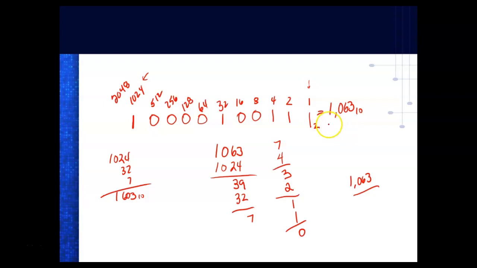Now, of course, this is more convenient to us, but that's in base 10. Computer doesn't know base 10. It appears to us that it does, but it don't. So if I enter 1063 on my computer, somehow it's got to convert that over to binary before it can do math, before it can do logic, before it can do anything.